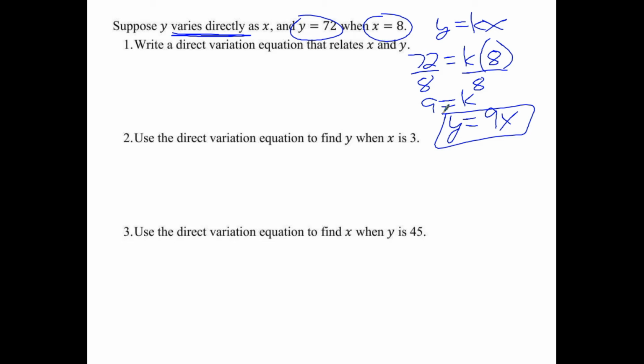So they have in number 2, use the direct variation equation to find y when x is 3. Or in number 3, use the direct variation equation to find x when y is 45. Great. We can find anything they want us to find. It's just a matter of plugging in the number that they give us and finding the other number that we don't know. So in number 2, find y when x is 3. y equals 9 times x is 3, so plug in 3. 3 times 9 is 27. That's your answer.